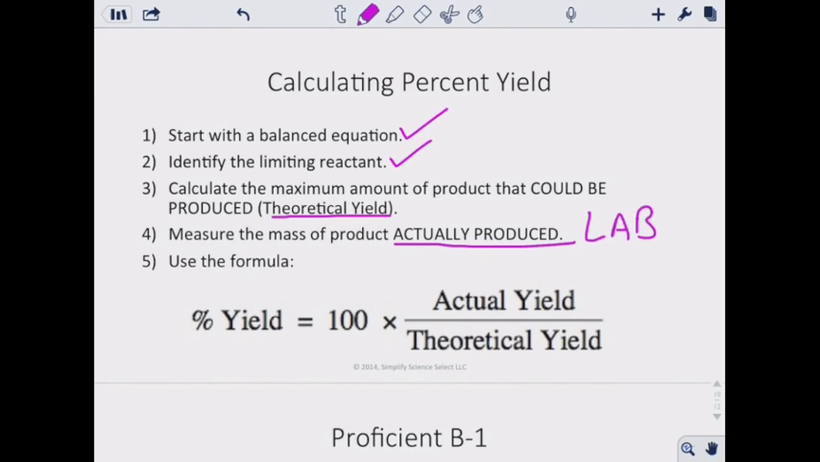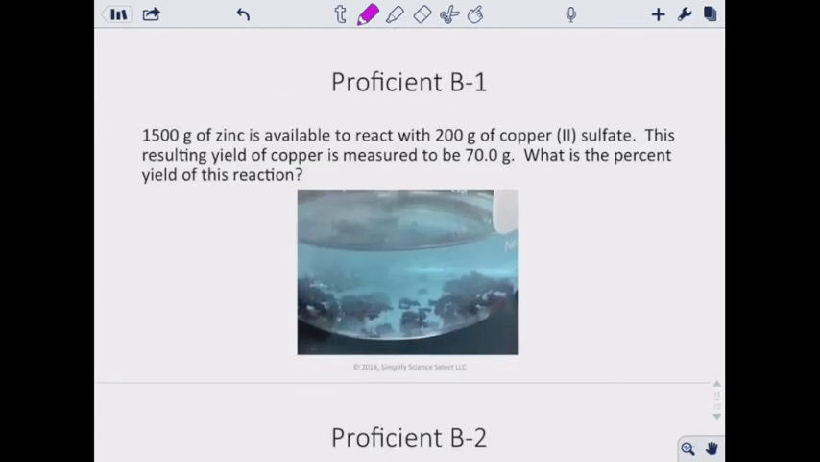And then we use the formula: percent yield equals the actual divided by the theoretical, times 100. That'll give us our percent yield. Very simple equation. The actual comes from the lab. The theoretical comes from calculating it from the limiting reactant. So make sure that we're paying attention to that. Let's jump into an example.